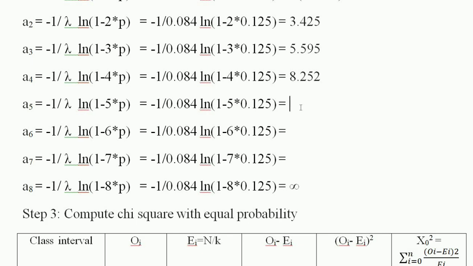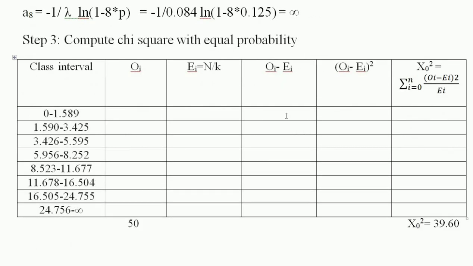And if I calculate the value of A5, A5 is nothing but 11.677. So this is the value of A5 we are going to get, and the A6 value is 16.504 and A7 is 24.755, and the A8 value you are going to get is infinity. So we calculated the values from A0 to A8. All the 9 values we calculated over here.